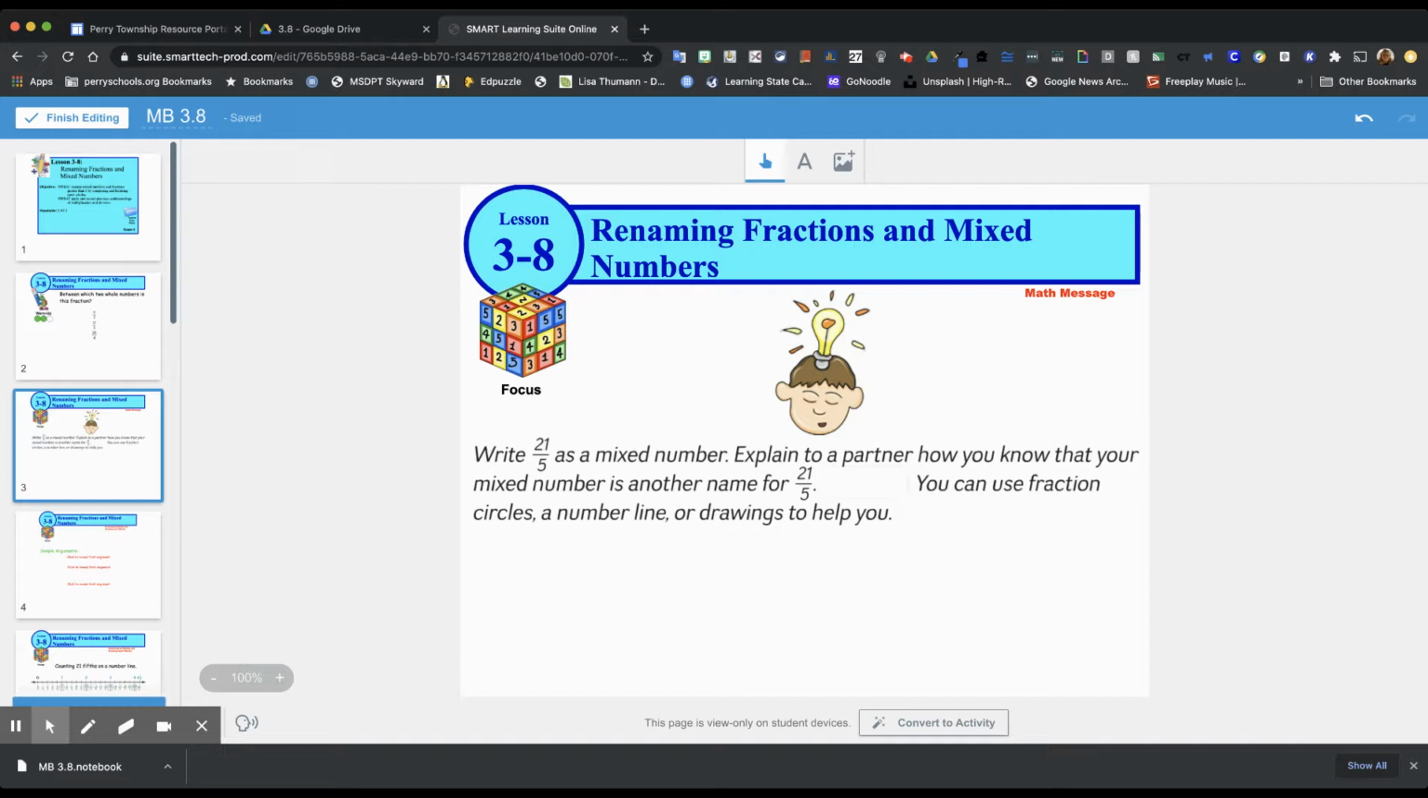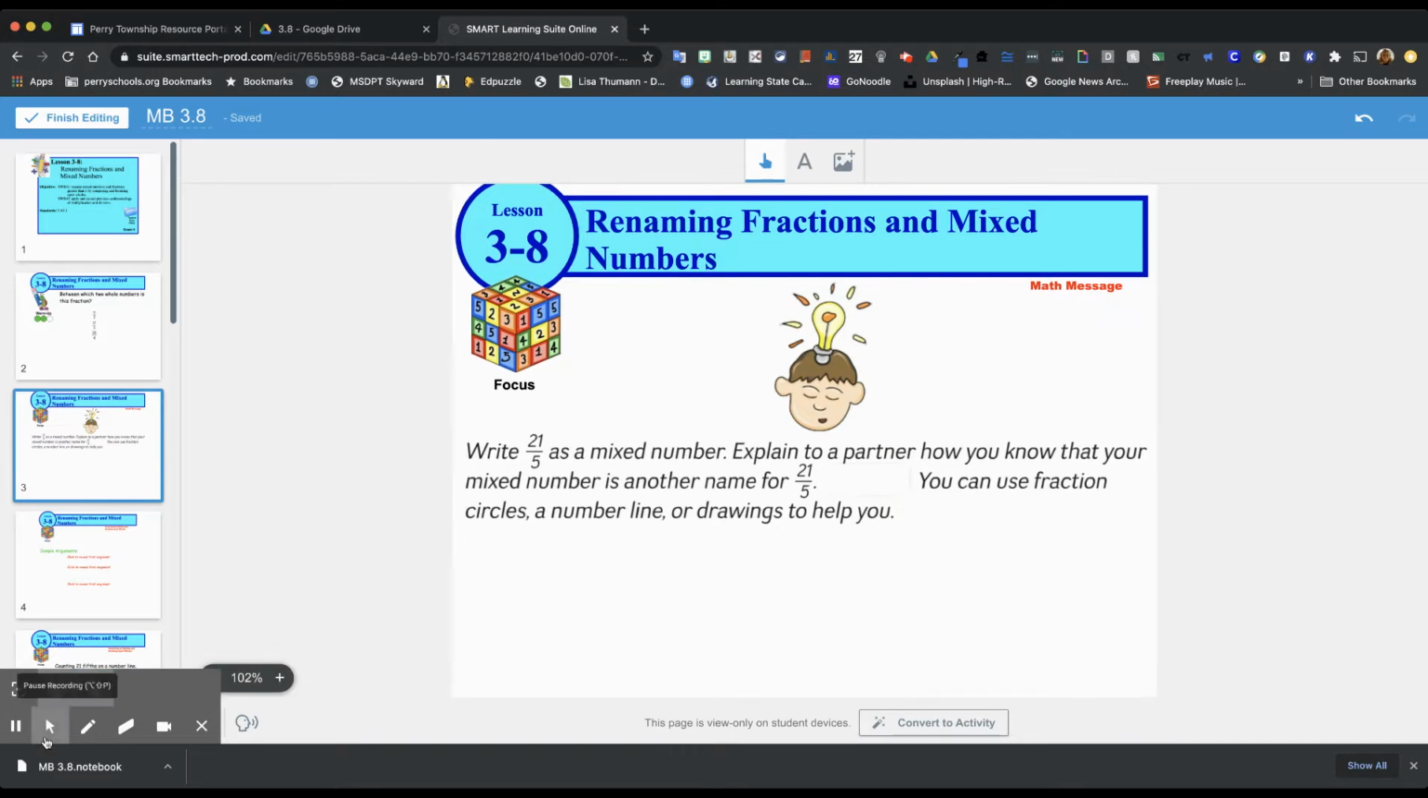Remember, you can use those fraction circles that are on the Everyday Math website. You can draw a number line. You can create drawings to help you. You can do the division, whatever you need. Pause the video and come up with a solid answer.